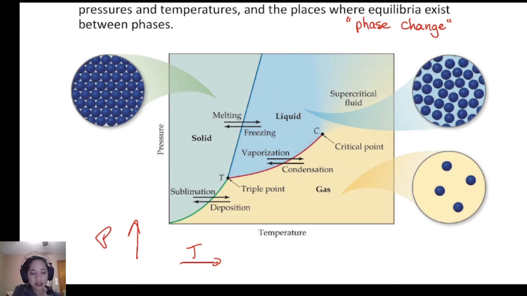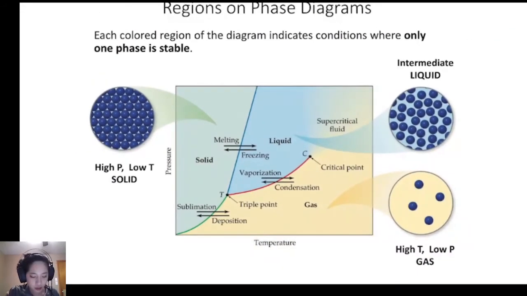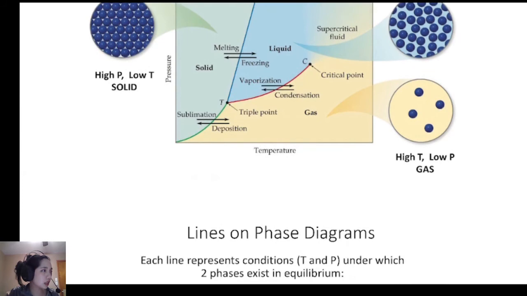So let's think about this. What do I want to talk about next? Let's go here. So yeah, each of these colored regions are conditions where only one phase is stable. So for this particular substance, you have solids at high pressure and low temperature. Gases will be the most stable phase at a high temperature and low pressure. And then finally, liquids are somewhere in the middle, an intermediate pressure and temperature. All right, so those are the regions of the phase diagram.